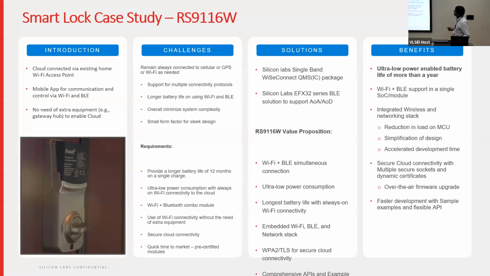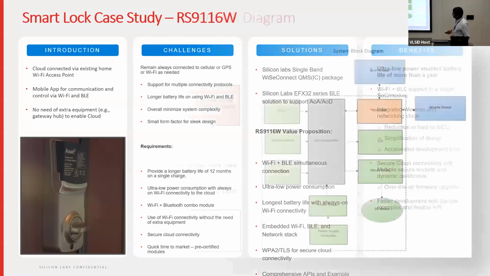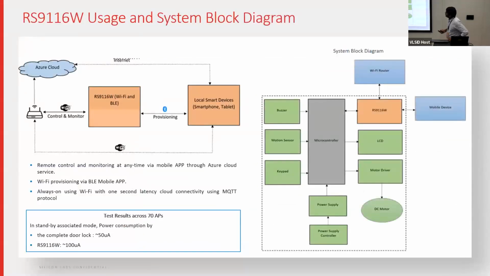With the Silicon Labs solution, we provide this ultra low power, and we will see those numbers here. This is also the same as the BLE case. Using BLE, we will provision the module to connect to the access point and then connect to the cloud. The important thing in this smart lock is that there shouldn't be any disconnection. The module has to be always connected so that the user can detect if any problems are happening. So it is always-on Wi-Fi with 1 second latency.